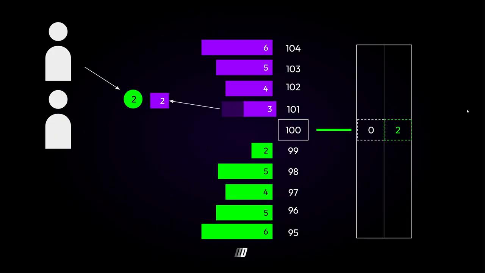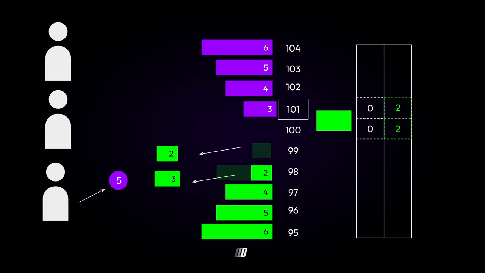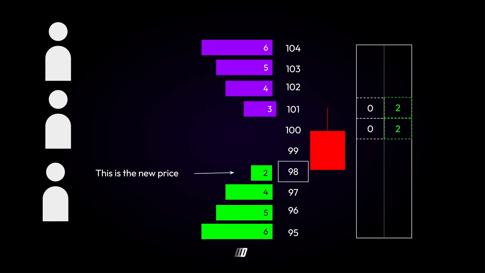Another one comes, takes two contracts at 101. It's a match. Price moves up and we put those two contracts here. Big 5 contract order placed by an aggressive seller eats those two contracts at 99, those 3 contracts at 98. So we place that 5 contract, now that this is the new price, 2 that were filled here and 3 that will fill here. And 0 here, of course.